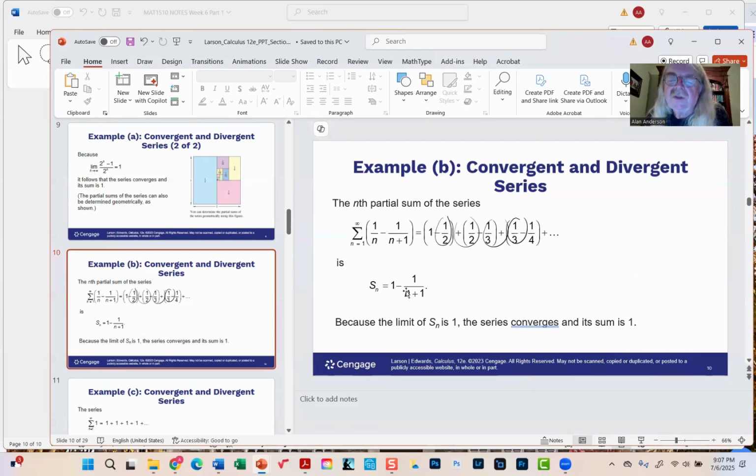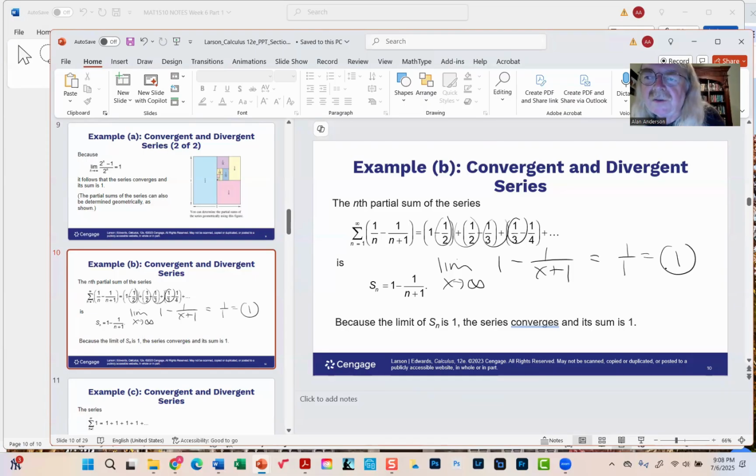And again, if you took the limit as n goes to infinity, it's going to end up with 1, because the limit of 1 over n goes to 0.